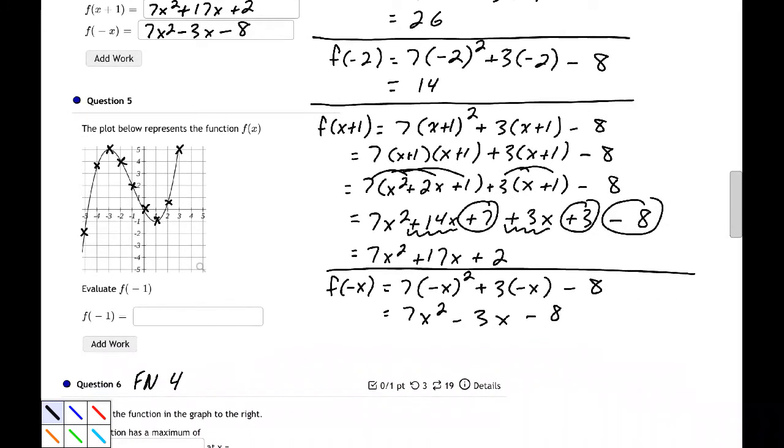Now, one of those points was negative 1 something. And if you were to listen back through those, it was negative 1, 2. Because f of negative 1 means the input, the x value, is negative 1, and the answer is the output. So when x is negative 1, y is equal to 2 for that ordered pair, so f of negative 1 equals 2.